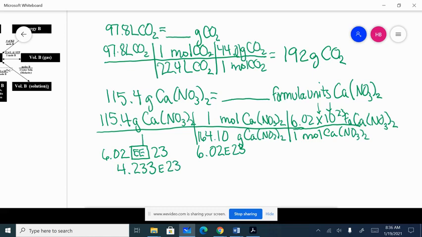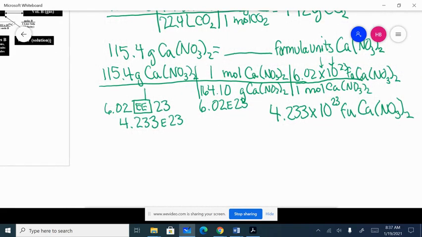I have to be super careful. If I miss the fact that there's an E and I report this answer as 4.233, that's super wrong. The other thing is, when you're talking about formula units, you can have 1, 2, or 3, but you can't have 4.233 of them. You can only have a whole number of particles. So I'm going to expand this out. My answer will be reported as 4.233 times 10 to the 23rd formula units of calcium nitrate, like such.